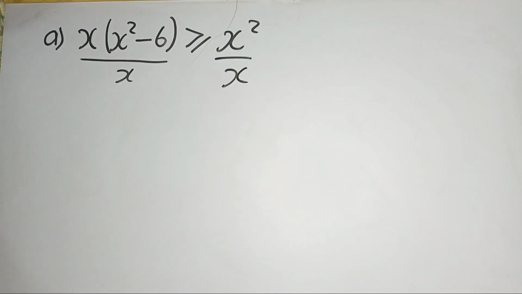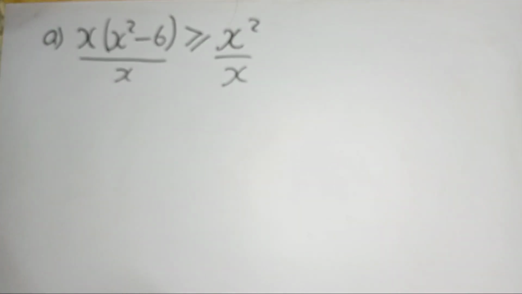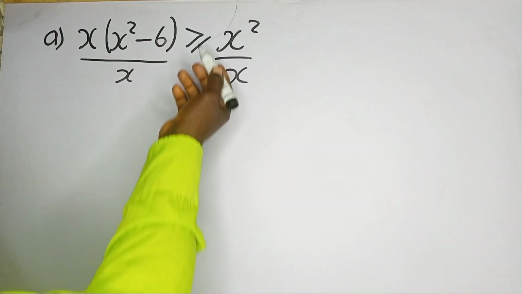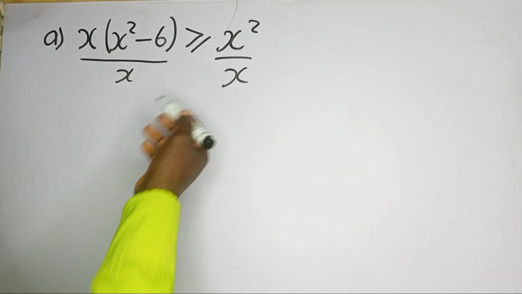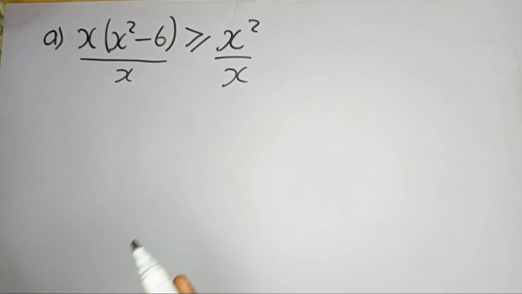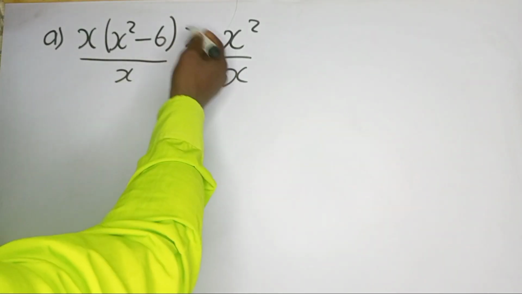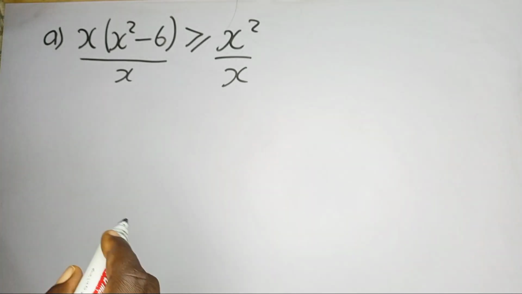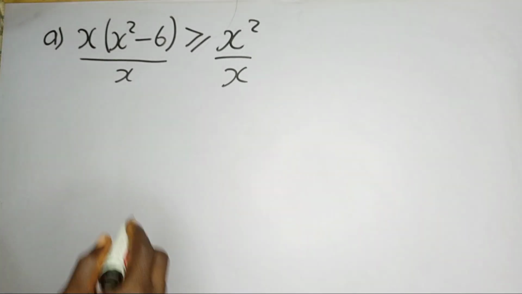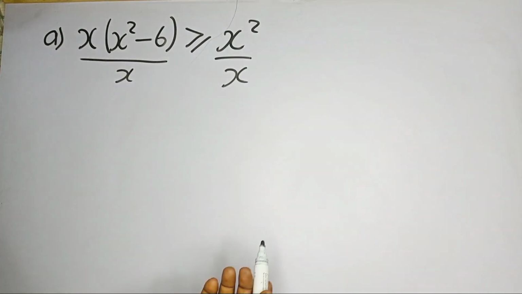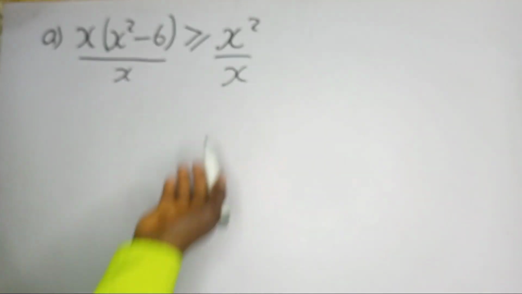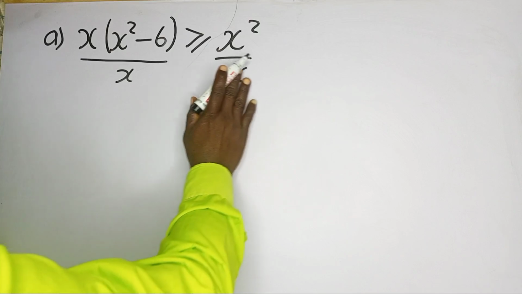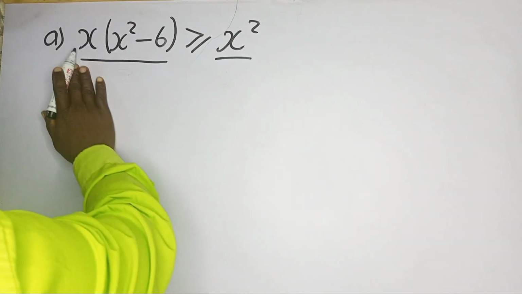If you do this, it will be wrong, for the simple reason that we don't know the value of x. With inequalities, if you are dividing or multiplying both sides by a negative quantity, then the inequality sign must reverse. It is a rule that must not be forgotten. If you do this division, we don't know the value of x. What if x is negative? Automatically I will have to reverse the inequality sign.